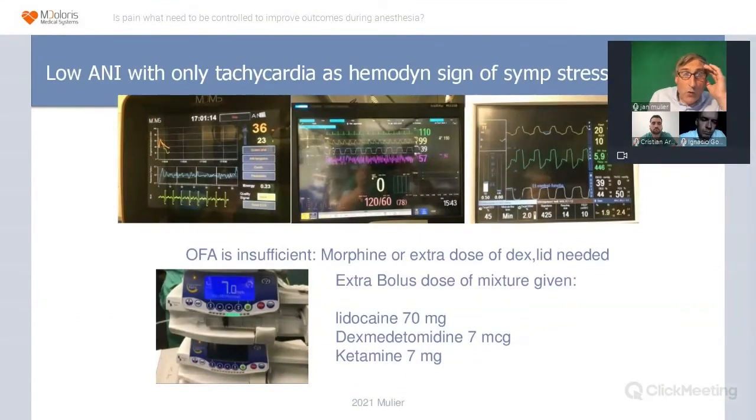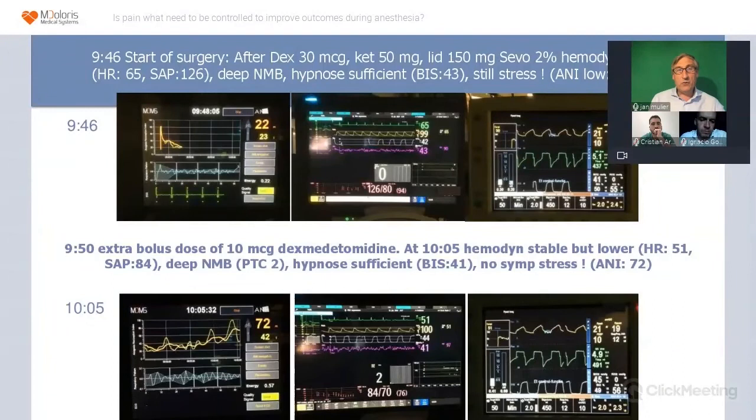Here, a very low ANI with tachycardia. Actually it's clear, clinical signs are comparable to what the ANI is telling. In this situation, maybe dexamethasone will not be fast enough. You have to give morphine or opioid to block that system faster, because opioids are so much faster. Dexamethasone is quite slow. What we did is give lidocaine, which is faster, also with an extra ketamine bolus dose, and we are then able to bring it up and have less reaction.